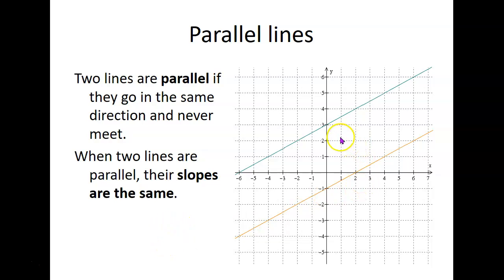So in this picture right here, we're looking at two lines that both have a slope of 1/2. They have different y-intercepts, but they have the same slope. So they are going in the same direction. They're parallel.